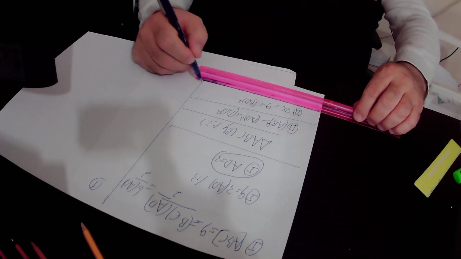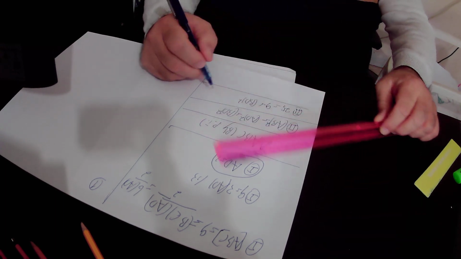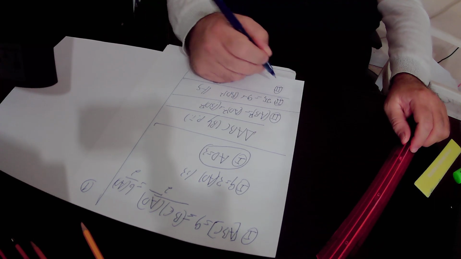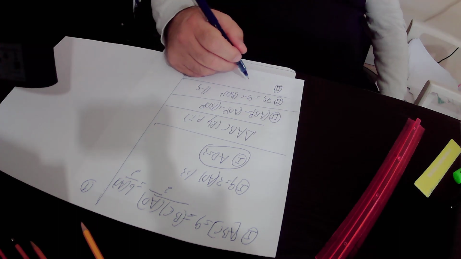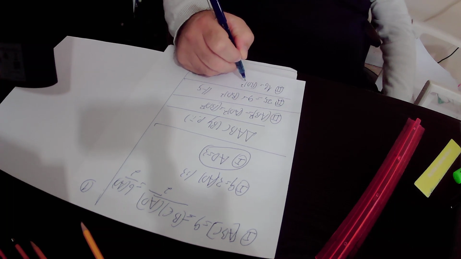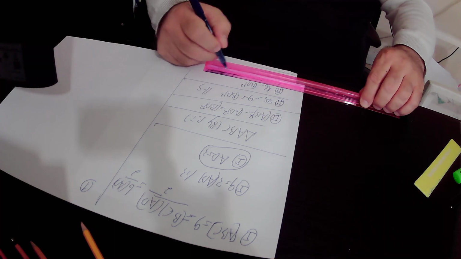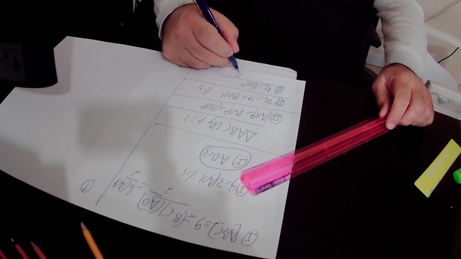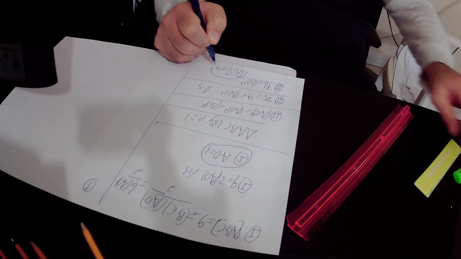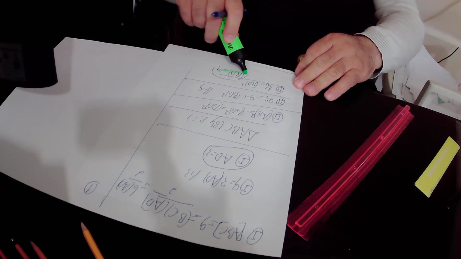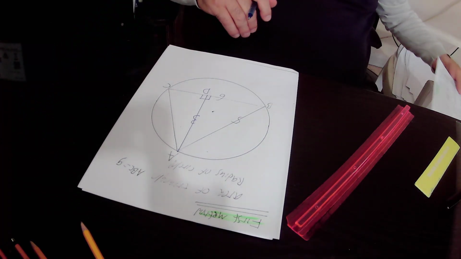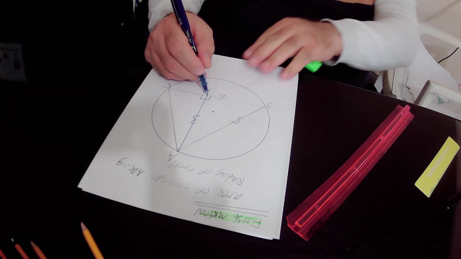Here we subtract 9 from this equation number 2, and we get that 25 minus 9 is 16, so 16 equals BD squared. Here we take the root of this equation number 1, and we get that BD equals the square root of 16, that is 4 units. So we found out that BD equals 4 units. You can write down that BD equals 4 units.